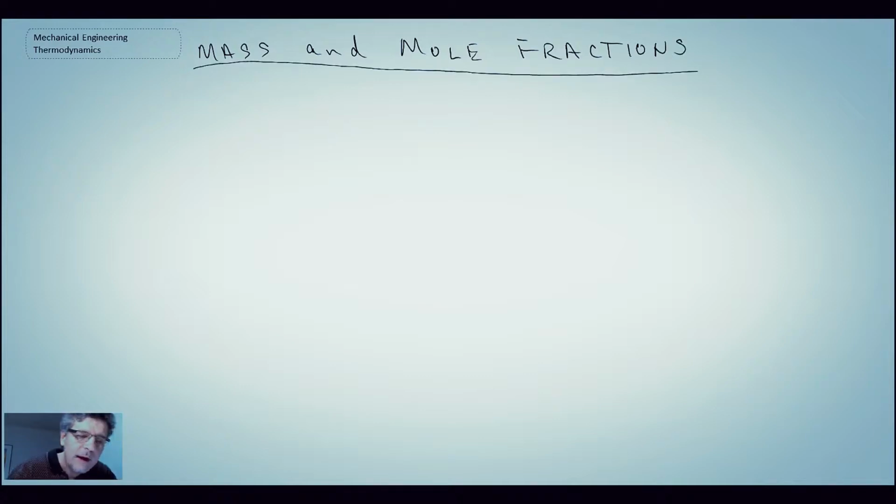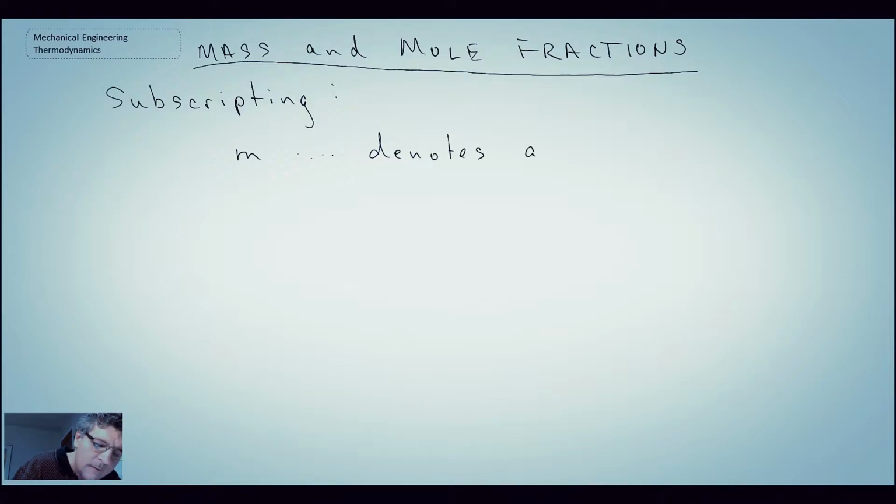So when we're looking at gas mixtures, we quite often use mass and mole fractions, so I will introduce those now. And we use a certain form of subscripting, so it's good to go through that so that we're consistent. Whenever you see a subscript m, that will denote the mixture. So it's a gas mixture that we're talking about. And whenever you see a subscript i, that will denote one of the individual components in that mixture.